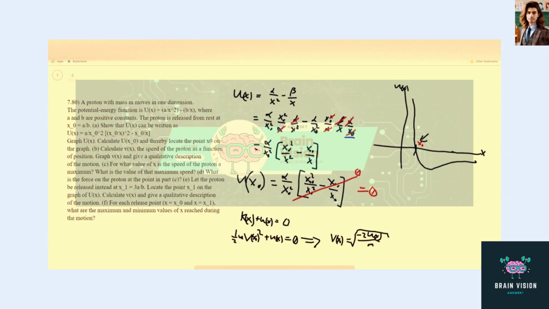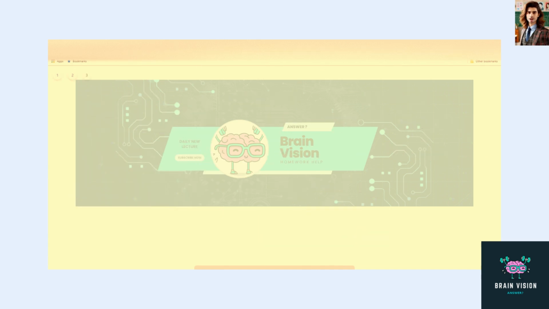Okay, so what's next? Let the proton be released instead at x sub 1 equal to 3 alpha over beta. Locate where that point is on the graph. Okay, go to my next page of notes. I'm going to go to a new page. So what we have here again is x comes down. Okay, so this is x0. This was our point of 2x0, and at some point here we have 3x0. That's where the particle is going to start.